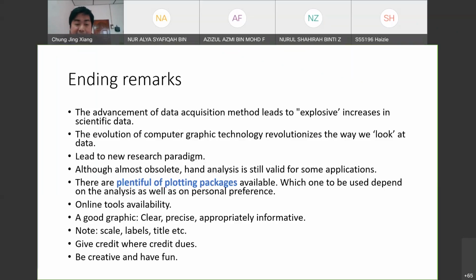The way people can draw a diagram. So although almost obsolete, hand-drawn figures are still there. Sometimes we still need to hand-draw our figure, like graph, horizontal map, like I told you about the weather forecaster, where they have to draw the figure so that they can tell what the flow of the weather actually looks like.